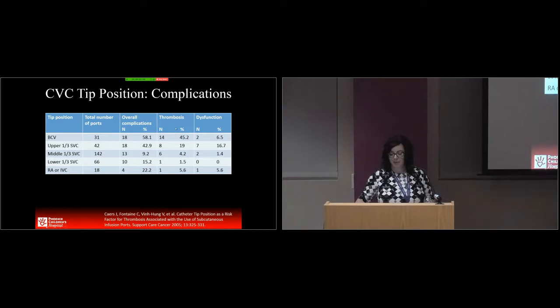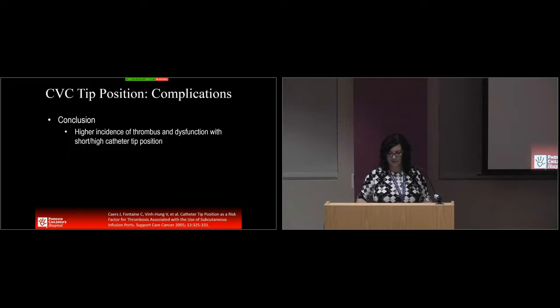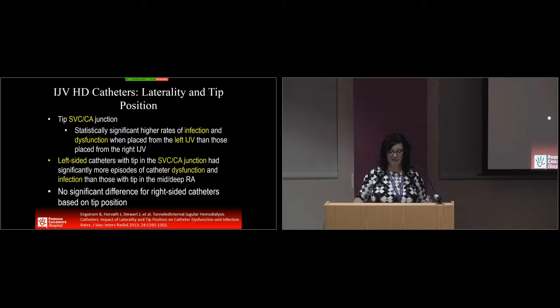And the rate of thrombosis is much higher when the catheter tip is in the brachiocephalic vein or in the upper third of the superior vena cava versus in the middle third or lower third. And then there were complications related to right atrium and IVC. But when you see the catheter tip in the lower third of the SVC, the rate of thrombosis was 1.5%, and they had no catheter dysfunction in this study. So again, ideally, lower third of the superior vena cava or caval-atrial junction for catheter tip. So really the take-home message is a short catheter has many more complications than a well-positioned catheter.